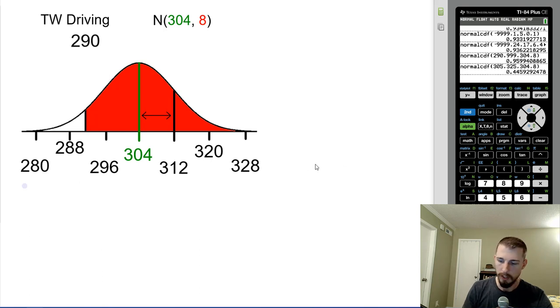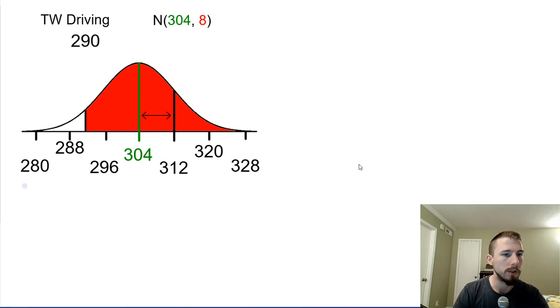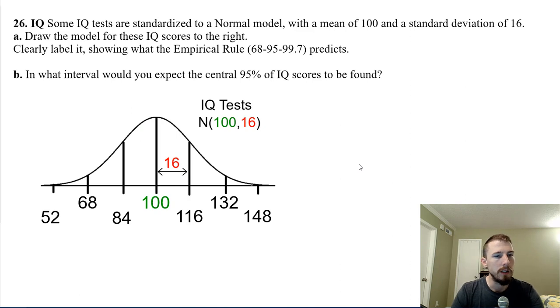Alright, so hopefully you guys are kind of catching the drift through the whole thing. Let's look at number 26. IQ. Some IQ tests are standardized to a normal model with a mean of 100 and a standard deviation of 16. Draw the model for use with these IQ scores, clearly label it showing the empirical rule, which is 68, 95, 99.7 as it predicts. In what interval would you expect the central 95% of IQ scores to be found? If we look at our empirical rule here, 95% of all the data would be within 2 standard deviations. So go ahead and fill this in.